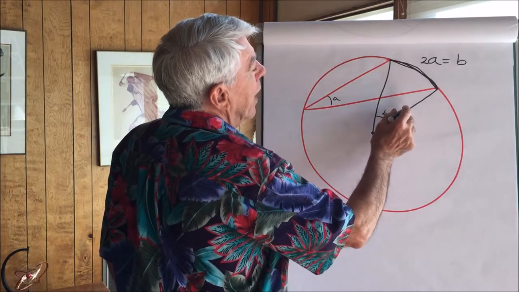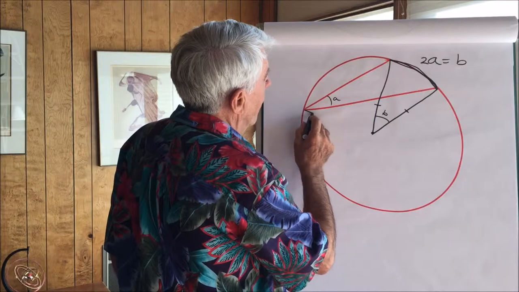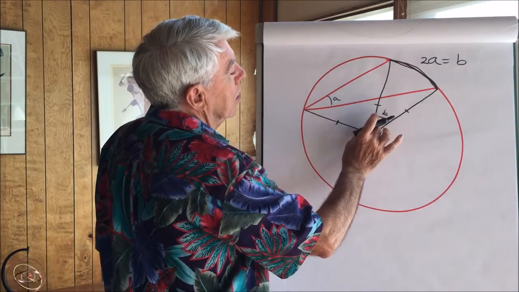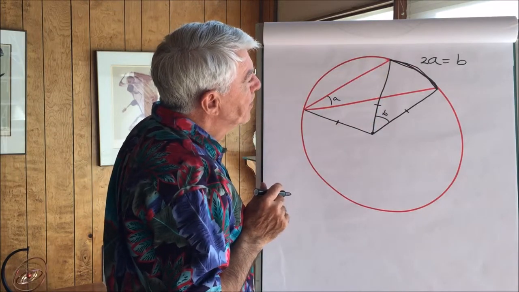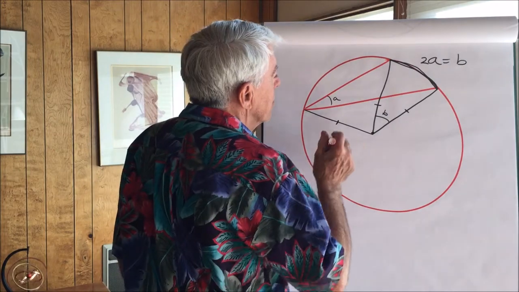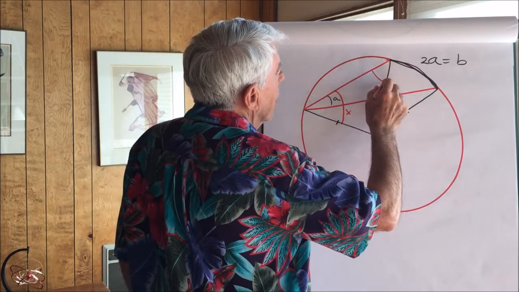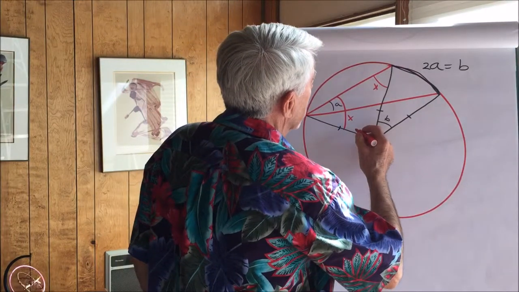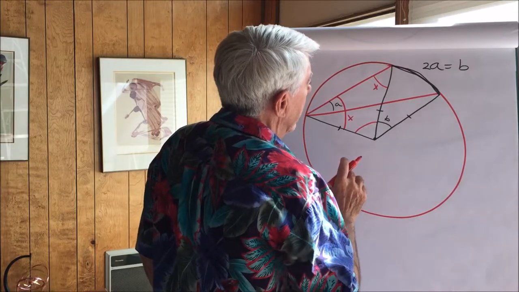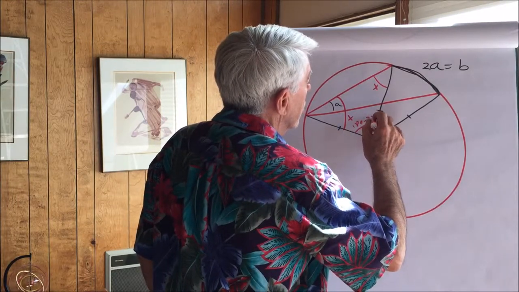Well, what do we have? We have a radius here, we can draw one more radius over here. That's one isosceles triangle. We have an isosceles triangle over here. So let's fill in some of the angles. Let's call this angle X. That's angle X because of the isosceles triangle. So for this triangle, the angles must add up to 180. We have 2X here, so this angle has to be 180 minus 2X.